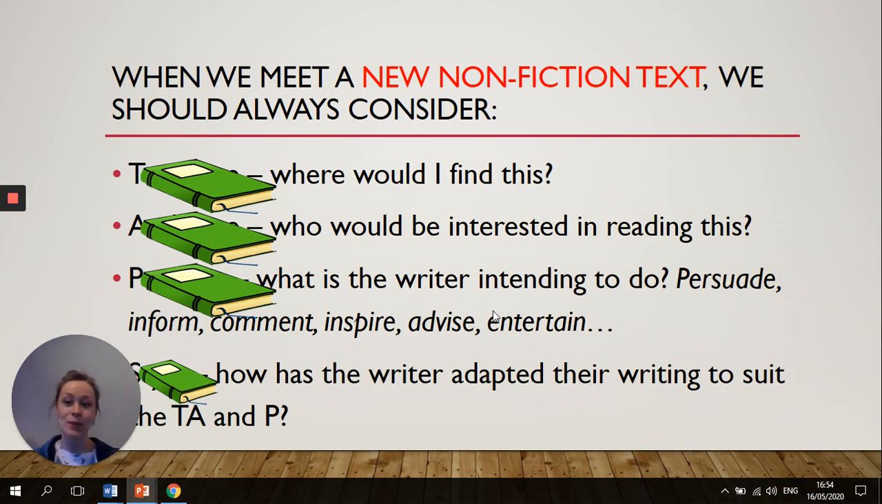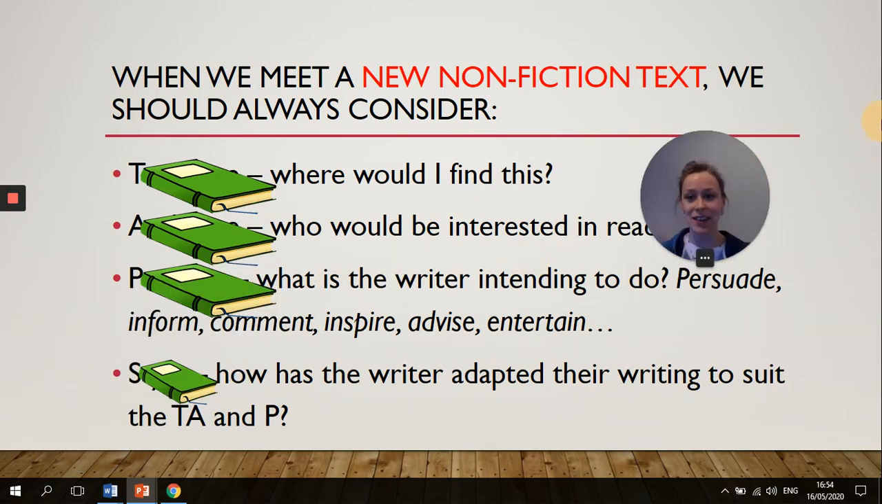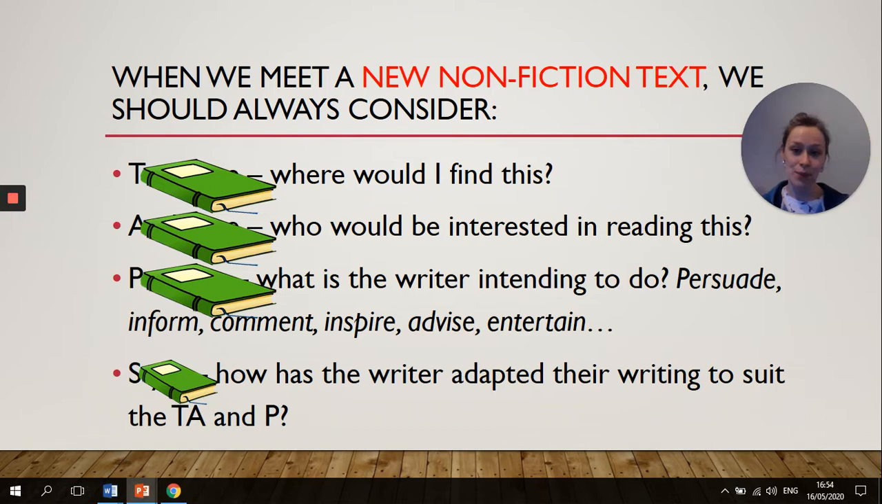Next one. So we're going to talk about what we do when we meet a new non-fiction text. We should always consider TAPS. So this is going to take us 60 seconds. I'd like you to write T-A-P and S, and next to each one, you're going to finish the word once you work out what it is. You ready? Okay. What T means: where you would find it. Where you would find that text. So it might begin with text, but there's another word there as well. Where you would find it.